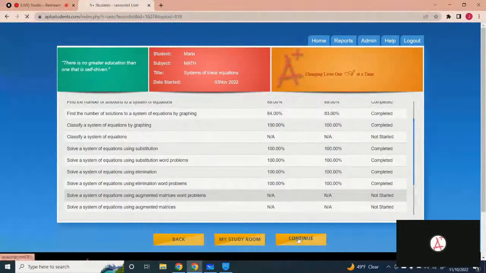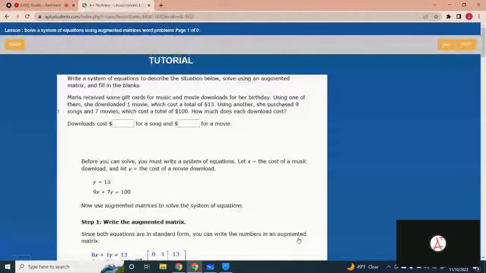Okay, let's start with the question. Let's start with an example. Write a system of equations to describe the situation below. Solve using augmented matrices. Maria received some gift cards for music and movie downloads for her birthday. Using one of them, she downloaded one movie which cost $13. Using another, she purchased 9 songs and 7 movies which cost $100. How much does each download cost?